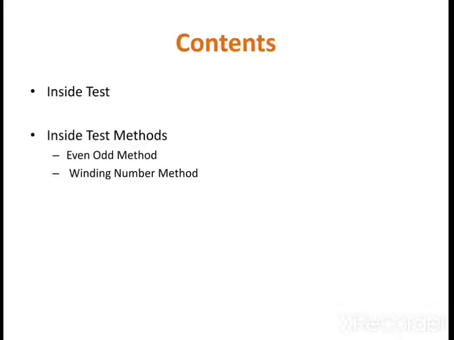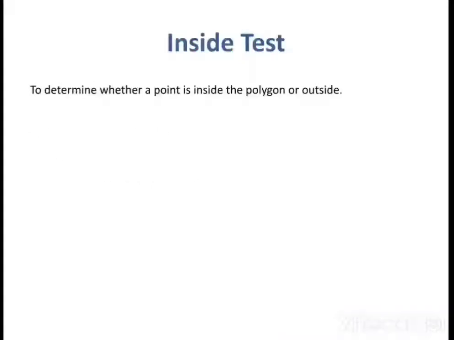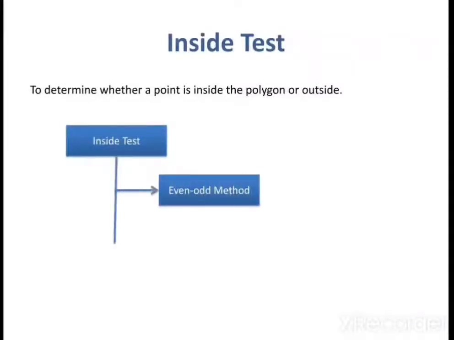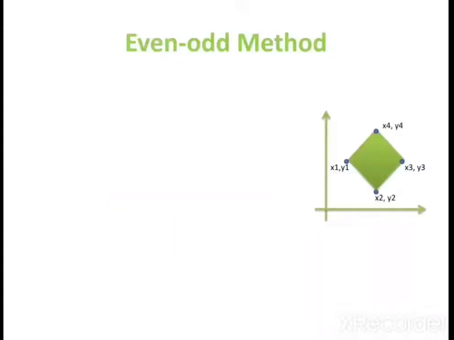So now, how do we find whether a point is inside or outside? For that we have different methods. The names of the methods are the even odd method and the winding number method. First we will see what the inside test is, and then we are going to see the even odd and the winding number methods. Starting with the first method, it is called the even odd method.